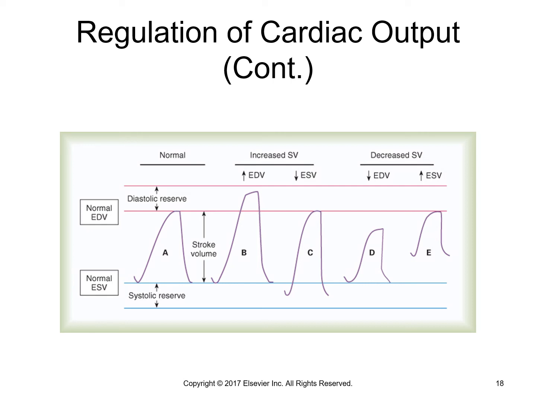Okay, so we have a normal relationship in A being represented between the EDV, ESV, and stroke volume. When you're looking at B, you have an increase in stroke volume resulting from an increase in your end diastolic volume, which makes sense because you've got more there to work with, so your stroke volume's up. C is showing an increase in stroke volume resulting from a decreased end systolic volume.